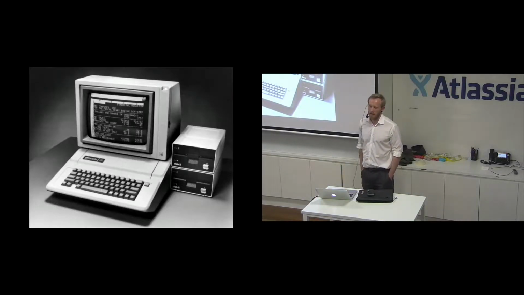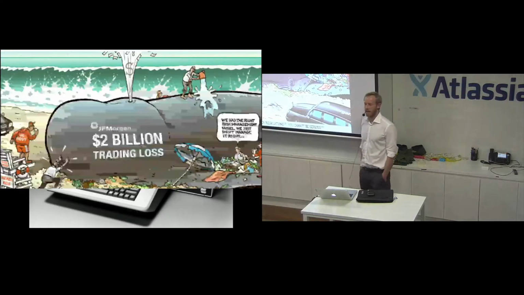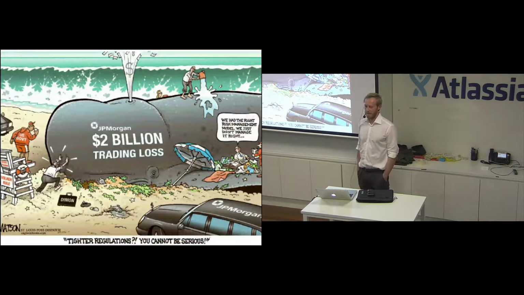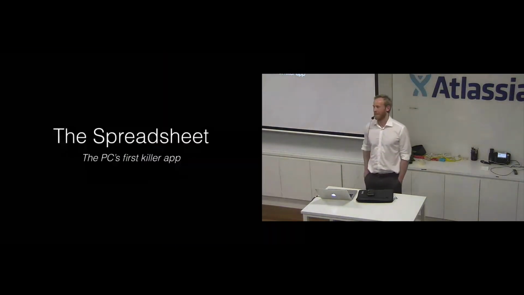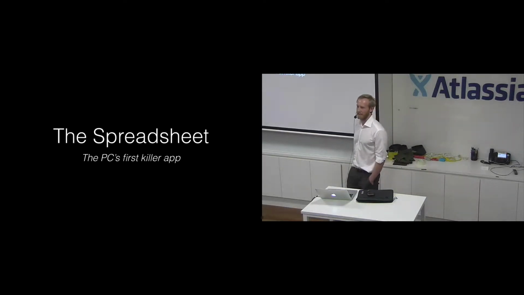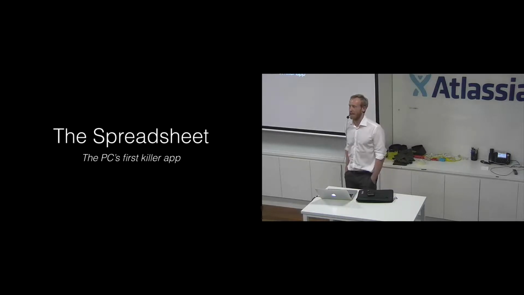Can anyone tell me what the Apple II and a famous 2 billion trading loss at JP Morgan had in common? So the thing is, it's the Spreadsheet, which was the portable computer's first killer app. It was responsible for a lot of sales of the Apple II. Businesses suddenly realised that here was a useful thing that they could actually run on these boxes. And then obviously in JP Morgan's case, they kind of abused the spreadsheets, and it didn't really work out too well in their favour.